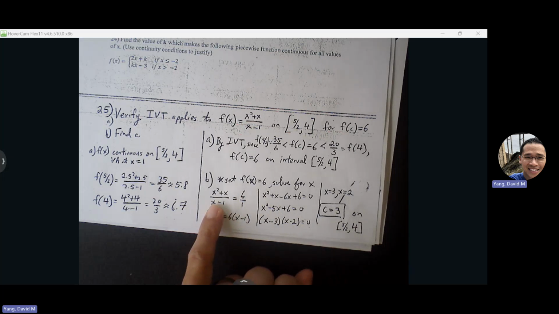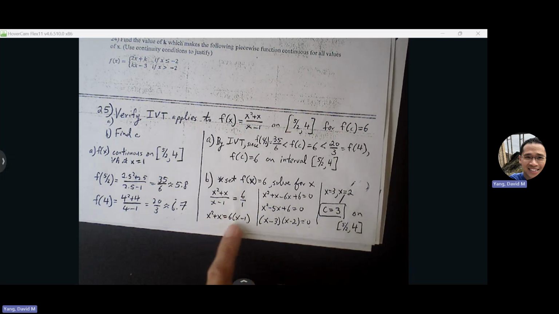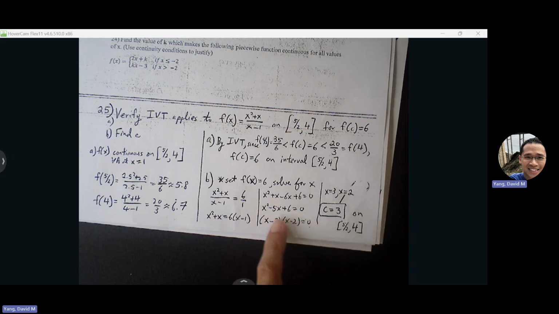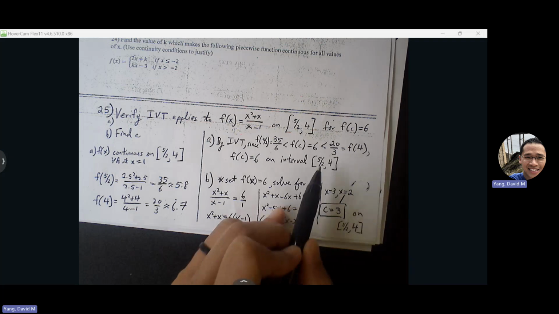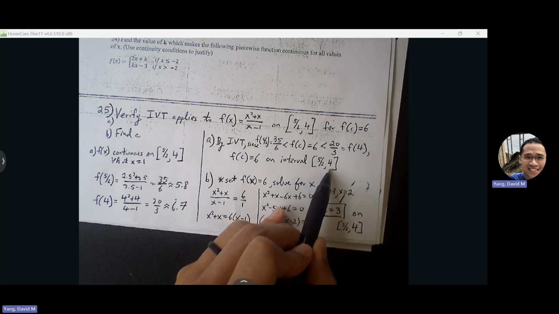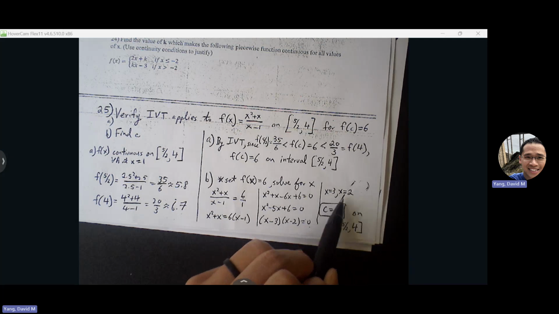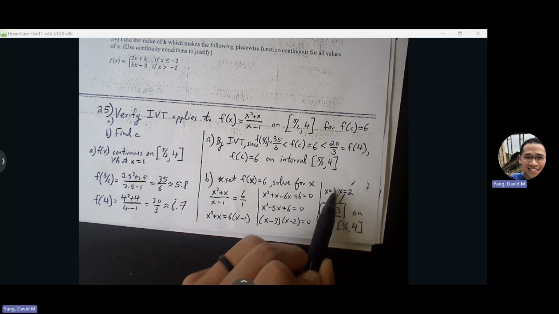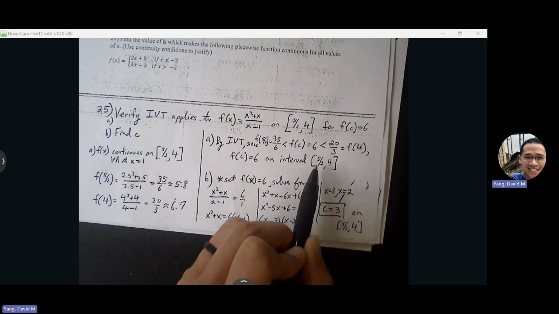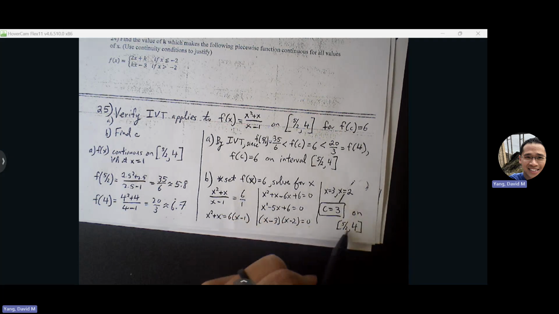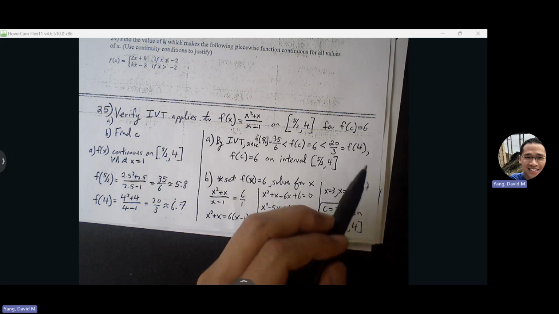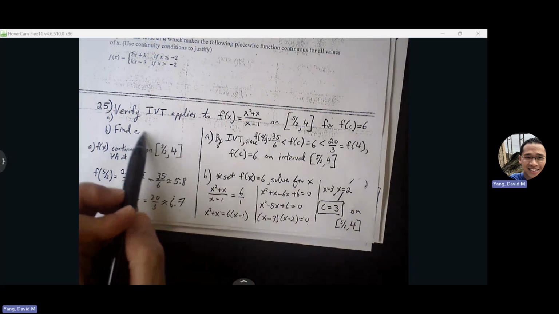x squared plus x all over x minus 1 is equal to 6. Algebraically, I'm just cross multiplying, bringing everything over to one side, factoring, and solving, and my c value has to live between 2.5 and 4. So 3 and 2 are my candidates, but not both of them fall inside the interval. Only 3 falls between 2.5 and 4. So I'm only going to keep that x value, or c value, which is basically the x value solution of our problem.